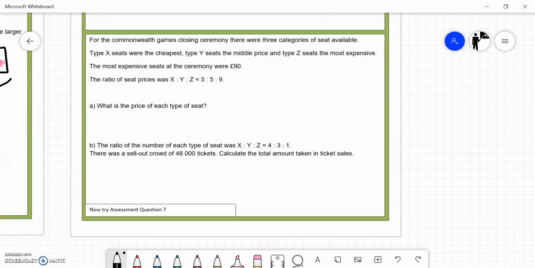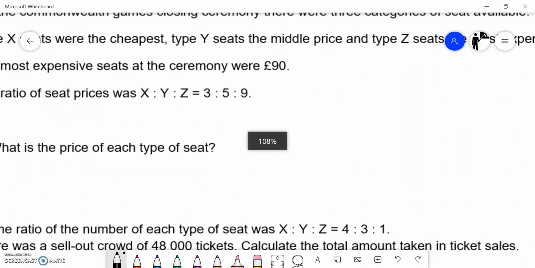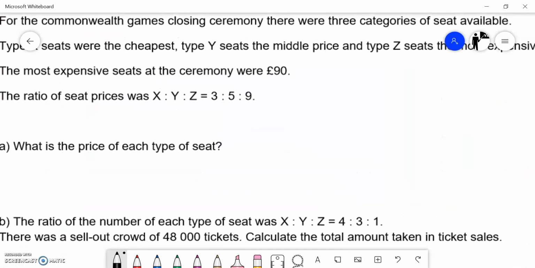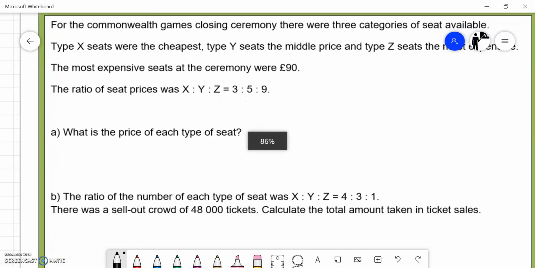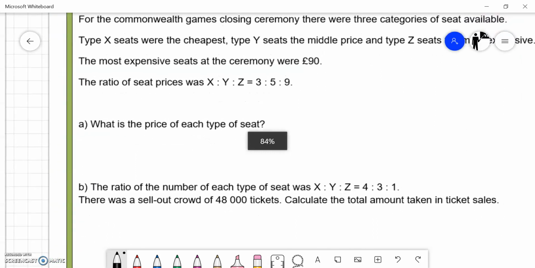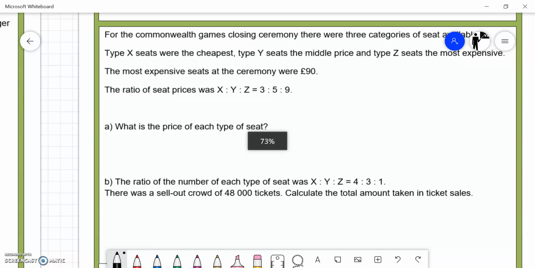Okay, last example. For the Commonwealth Games, the closing ceremony, there were 3 categories of seat available. Type X seats were the cheapest, Y were the middle, and Z were the most expensive. The most expensive seats were £90. The ratio of seat prices was X, Y, Z, and it was 3 to 5 to 7. So for every £3 the cheap seats were, the middle seats were £5, and the expensive seats were 90. What is the price of each type of seat?